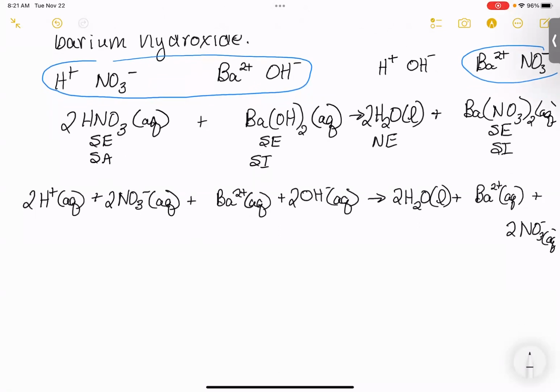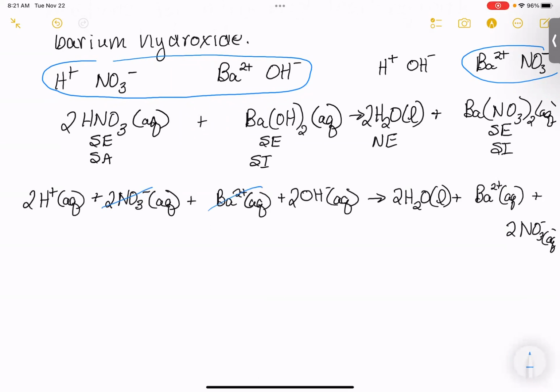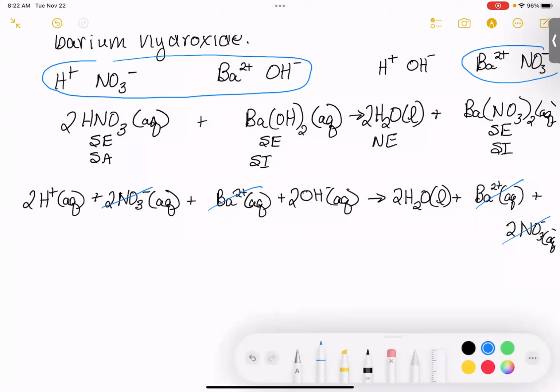Now, let's go to the net. How do I go from a complete ionic to a net ionic? You take away what they have in common, which are called spectator ions. So I'm going to remove the nitrate. I'm going to remove the barium, because barium and nitrate exist the exact same way on both sides of the equation. And what did I say on Thursday would always be your reaction if you had a strong acid and a strong base? What did I say the net ionic reaction would be?